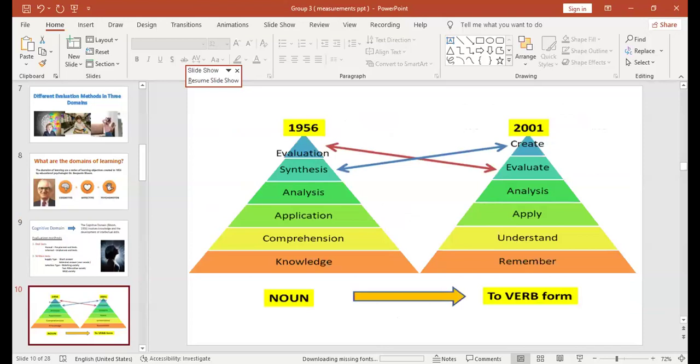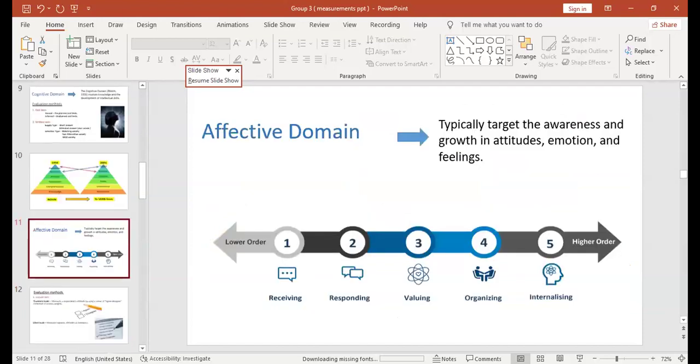And in this slide you can see 6 major categories. I'm not going to explain this one because our topic is evaluation methods. Here they are starting from the simplest behavior to the most complex. As you can see, first is Bloom's one, and the second one is the new classification of Anderson's. And here, my third slide, the affective domain.